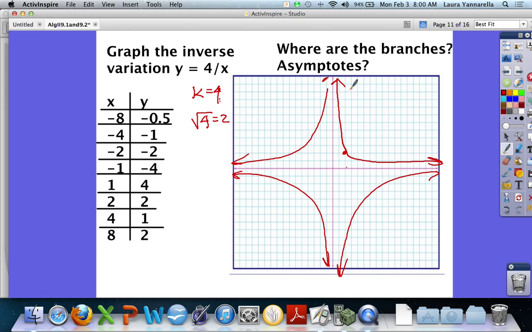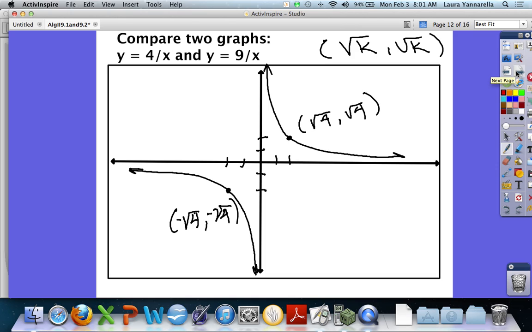So what happens if you turn your k value into a 9? All right? So y equals 4 over x. You're going to take the square root of 4, and that's 2. Y equals 9 over x. The square root of 9 is 3. So that point would come out 3 and up 3, and your branch would do something more like this. So you can see as k gets bigger, your branches come further away from the origin. So you should be able to do these at home without a graphing calculator because you're just basically throwing up a branch and putting in the point closest to the origin.